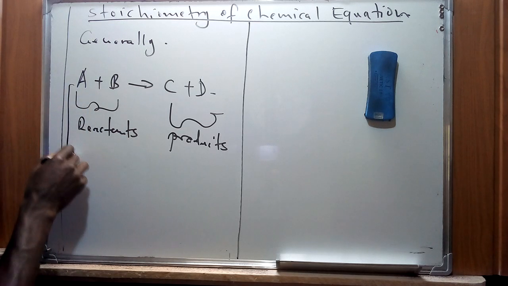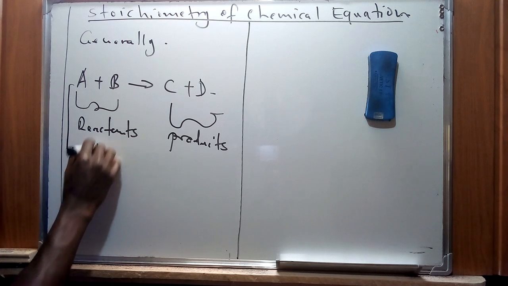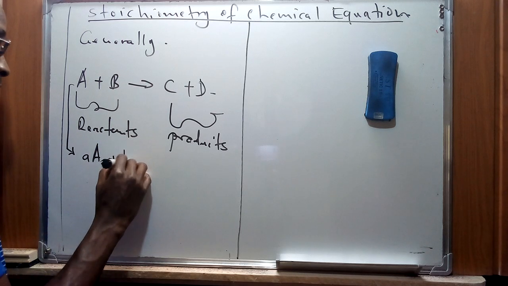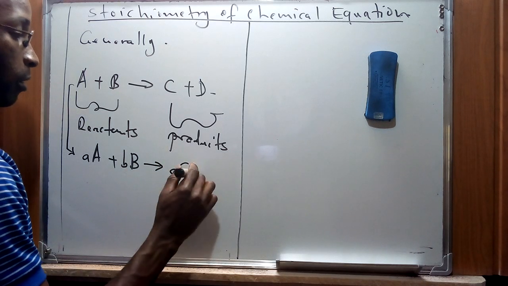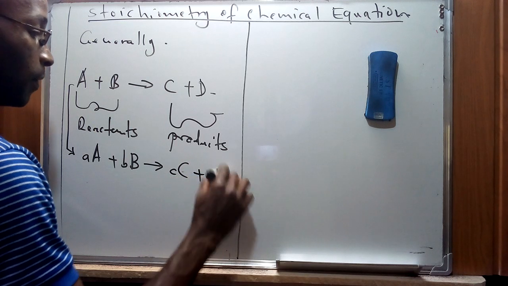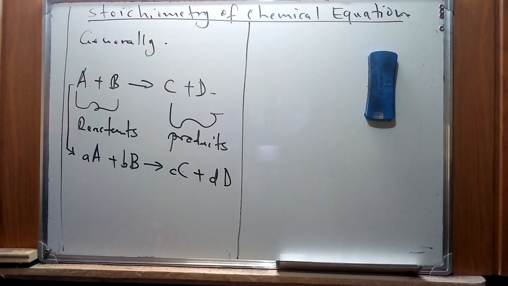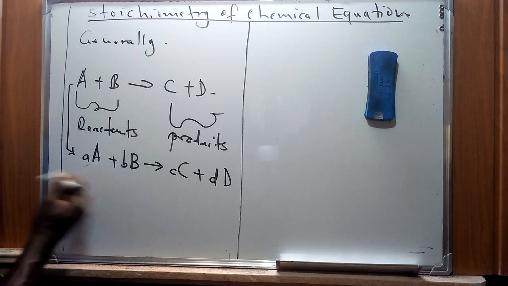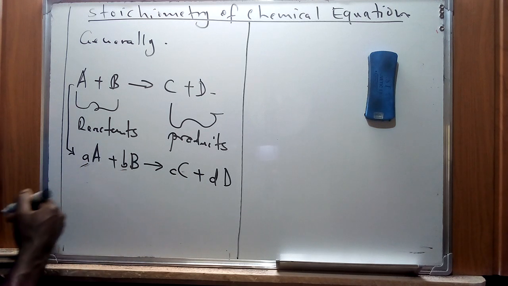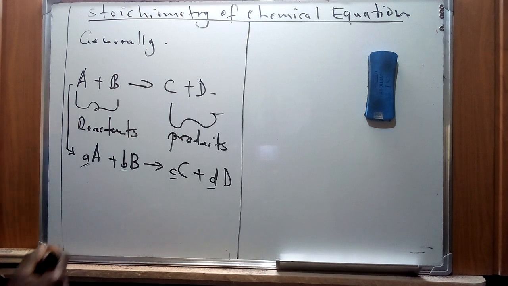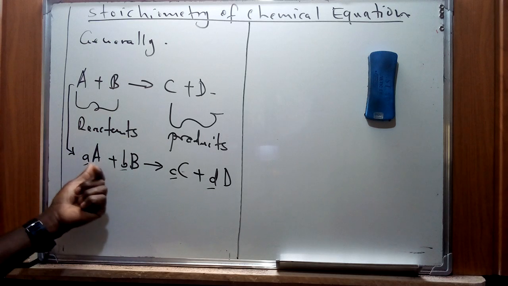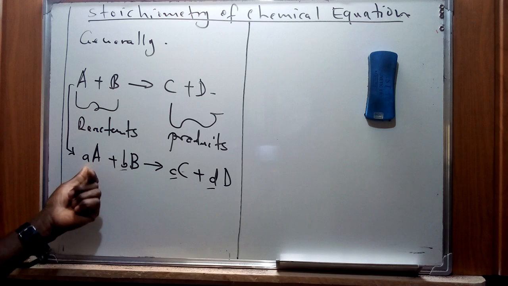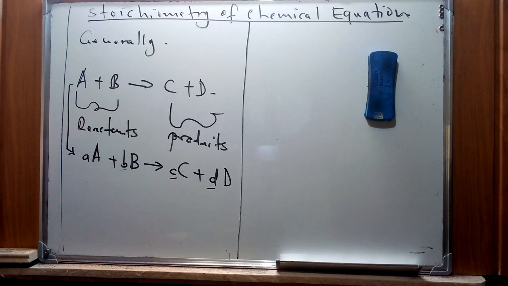Now we can make an improvement of this specific equation by trying to illustrate using coefficients the reacting volumes. So this is a general equation for the reacting volumes using coefficients of these letters for the reactants and the products respectively. So A is reacting in volumes of this quantity with B in volumes of this quantity to form C and D. Now, for us to obey the laws of conservation of mass, we have to balance or cater for all the volumes of the reactants that are taking place on this side and the products which are formed.